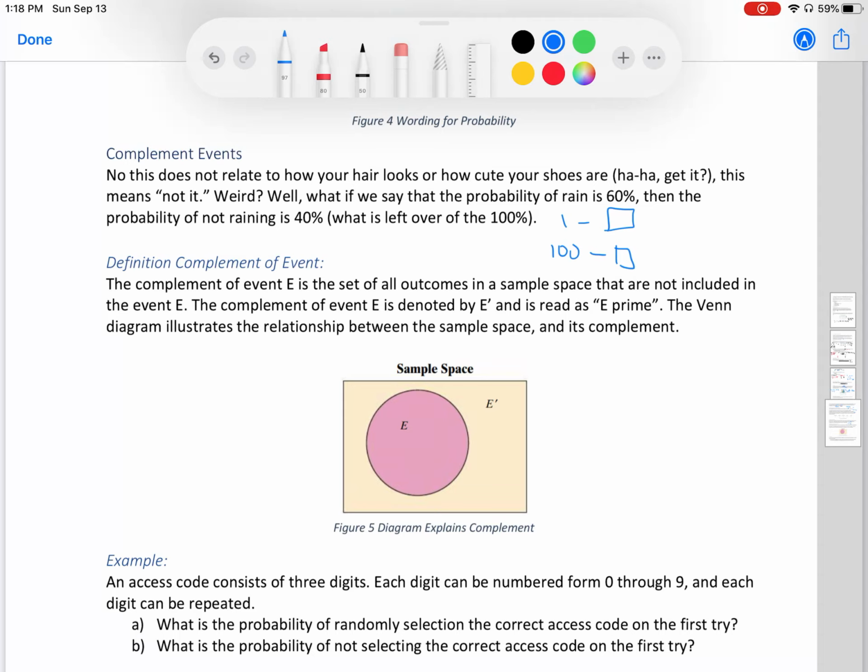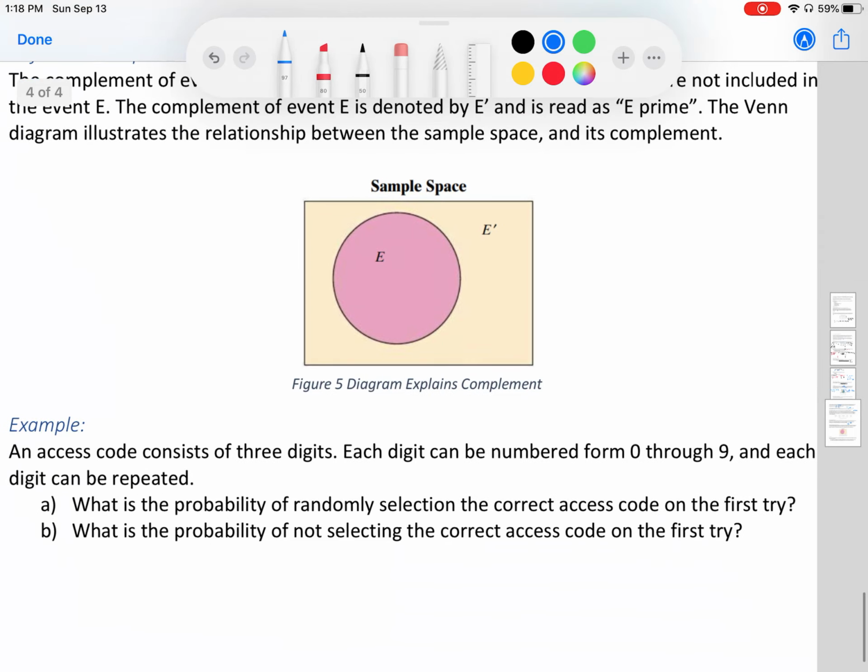Definition of the complement of an event. The complement of event E is the set of all outcomes in a sample space that are not included in the event E. The complement of event E is denoted as E prime. The Venn diagram illustrates the relationship between the sample space and its complement. So if this circle is E, then the opposite of it is everything that's not it. So its complement in our sample space would be everything else.